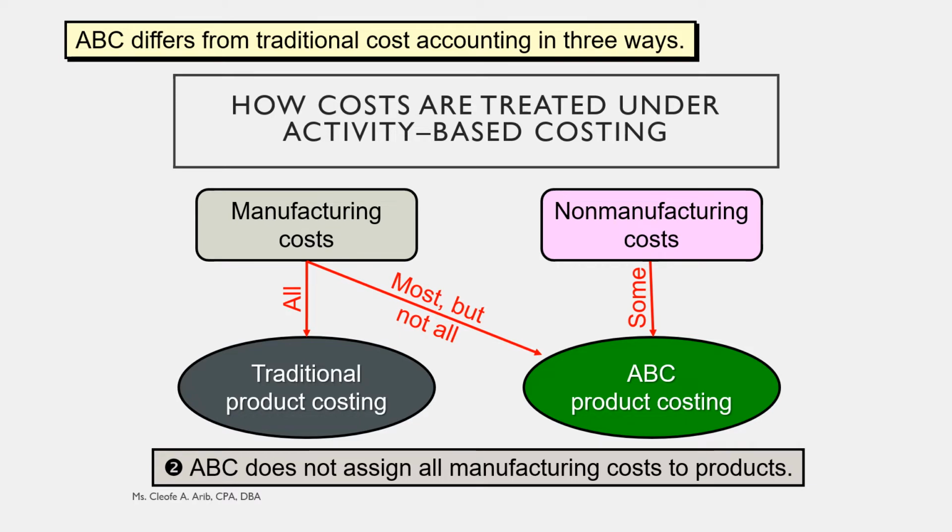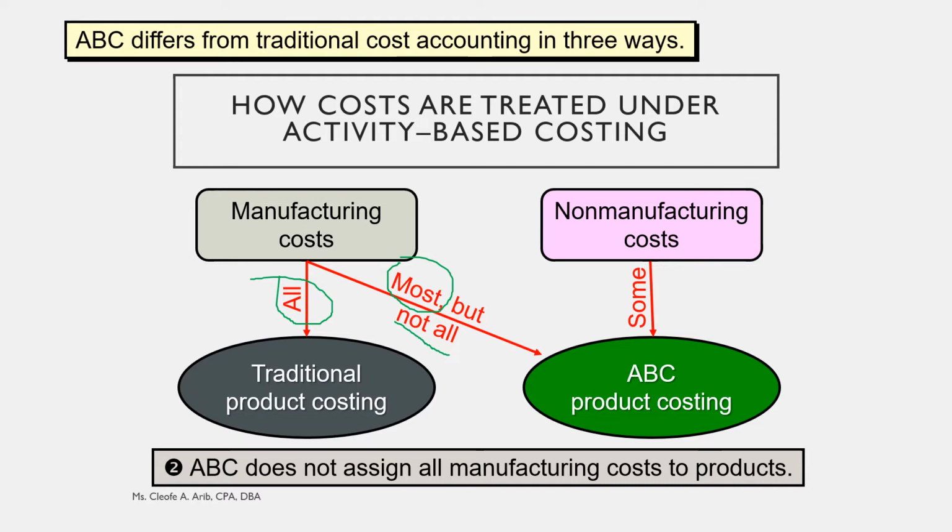Another difference is that ABC does not assign all manufacturing costs to products. So, nakalagay dyan, no, may arrow. Anong sabi natin? Sa traditional costing, lahat ng manufacturing costs are part of your product cost. Pero sa ABC, ano lang sinabi? Most. Pero hindi lahat. So, ano yung most? Of course, direct material, direct labor, part talaga yon definitely ng product cost.